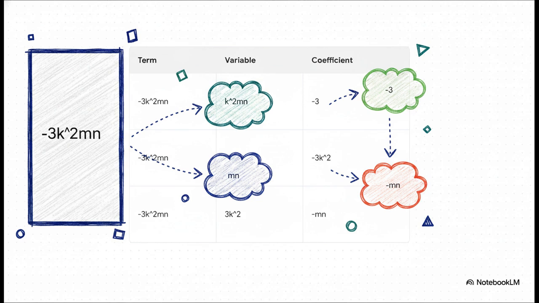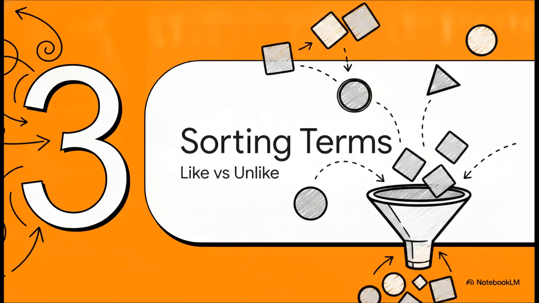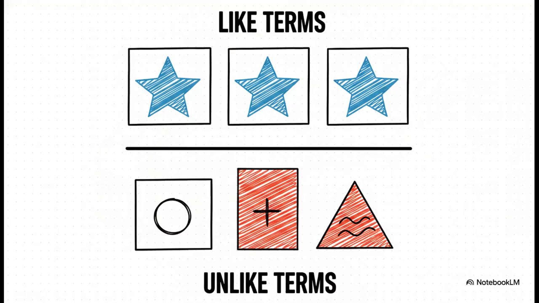Pretty cool, right? All right, anatomy lesson complete. Now we need to organize all our pieces. Section 3, sorting like and unlike terms. Check out the visual boundaries separating our terms here.